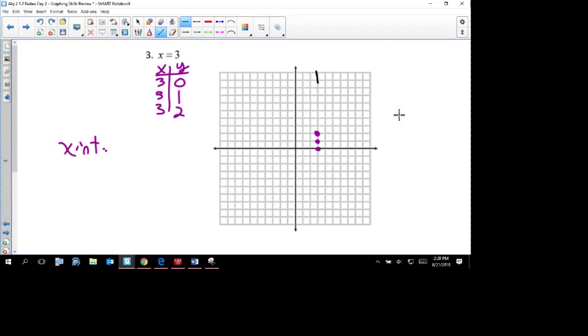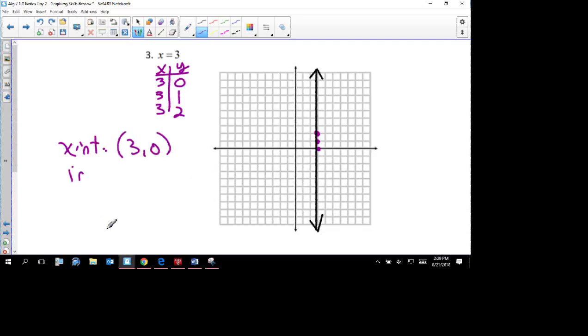I'm going to go ahead and graph it now. So where does it cross the x-axis? If x is always 3, what's the x-intercept? (3, 0), right? It's still going to be 3 because x is always 3. The harder question, what's the y-intercept? There isn't one. Does it cross the y-axis? No, because this line is parallel to the y-axis. So you tell me none.